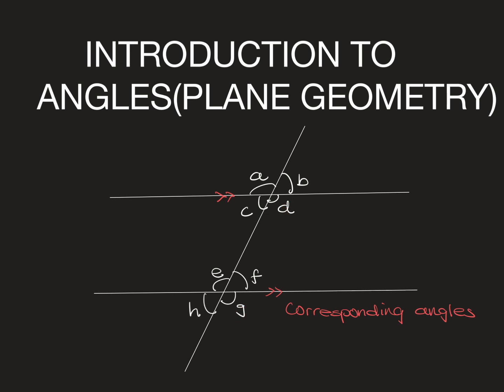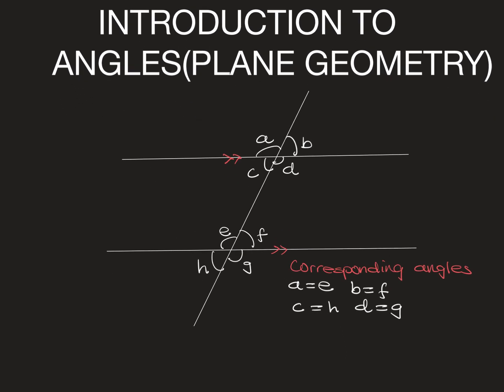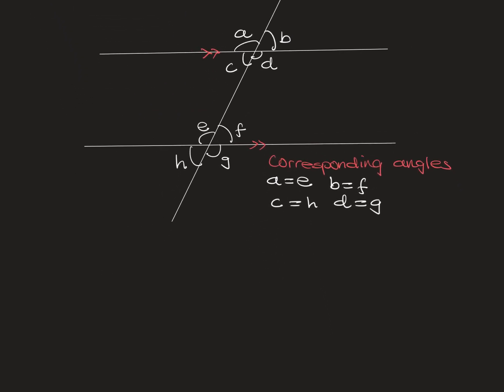So let's try to write the corresponding angles. For corresponding angles, they are equal. So A is equal to E, B is equal to F, C is equal to H, D is equal to G. Okay, these are the corresponding angles that we can identify. Then moving on to what we call alternate angles.